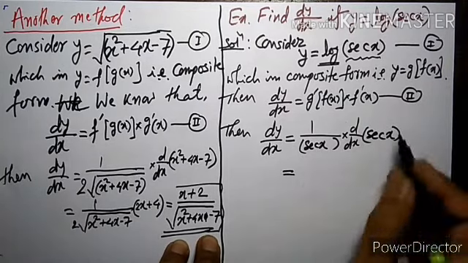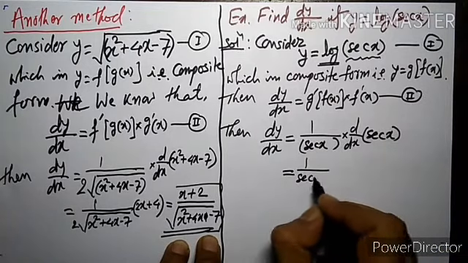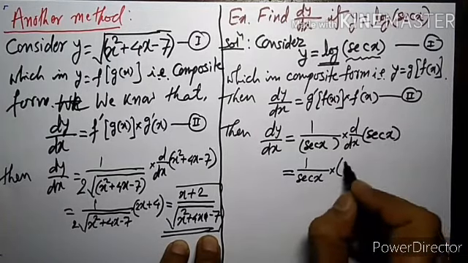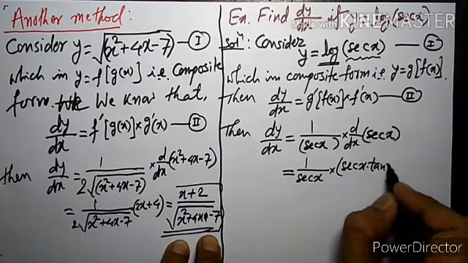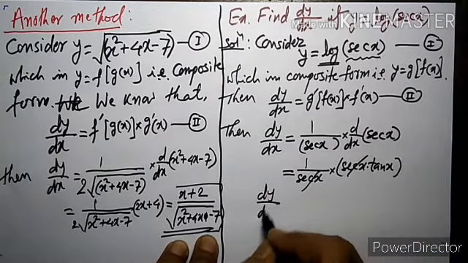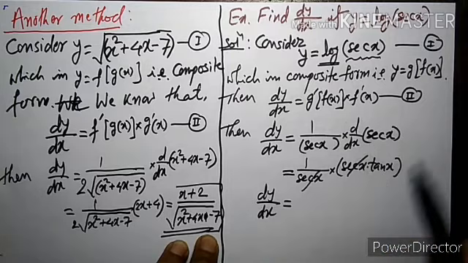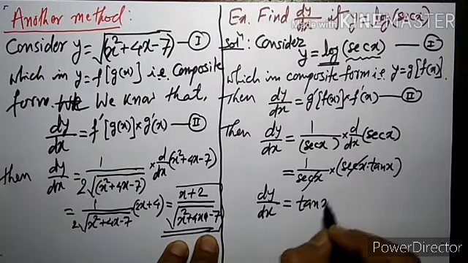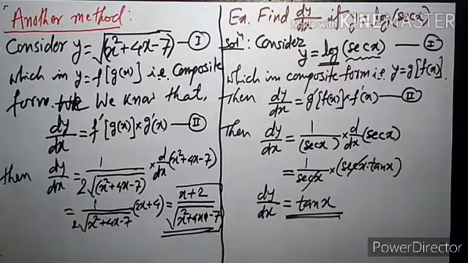And now just go for derivative of sec x. 1 upon sec x into derivative of sec x is sec x into tan x. And so we can cancel sec x here. And so we are getting simply derivative of this log of sec x is equal to tan x. And this is the formula. So students are requested to solve this example by the first method, that is calling sec x as u and considering y as log u.